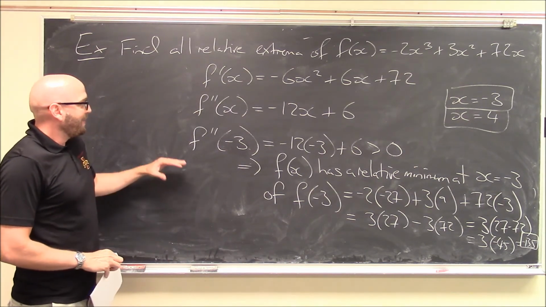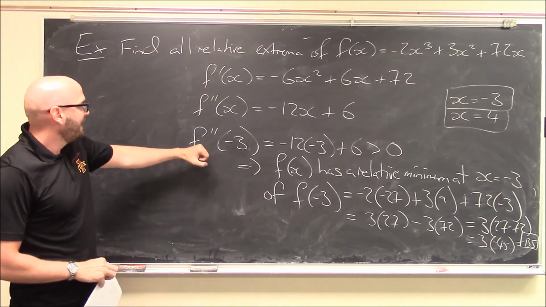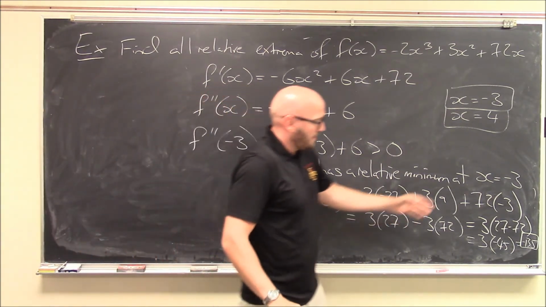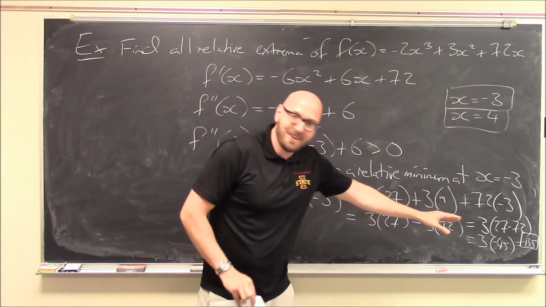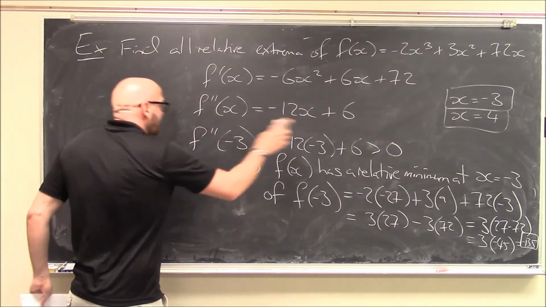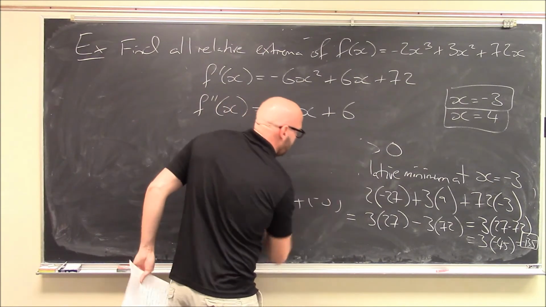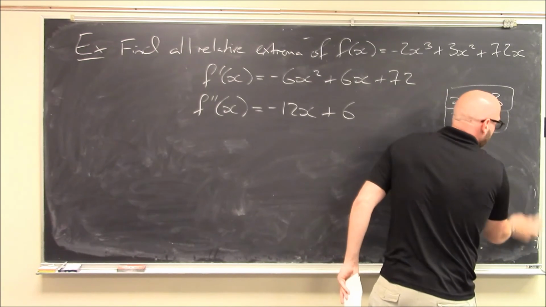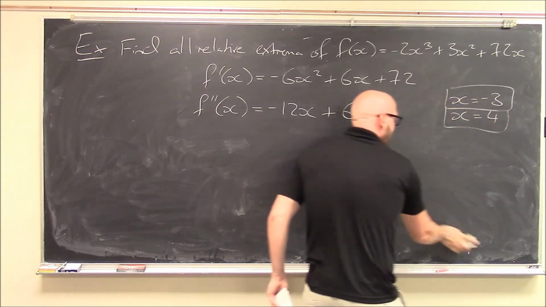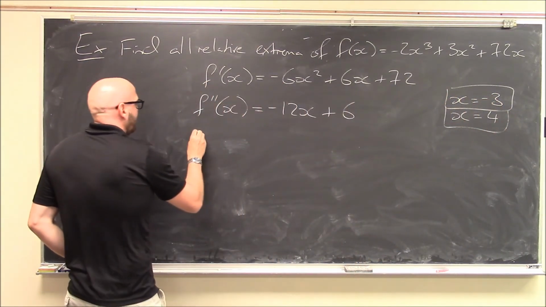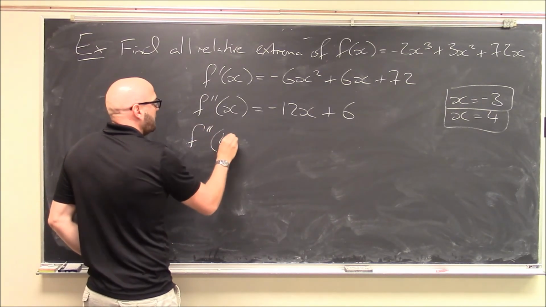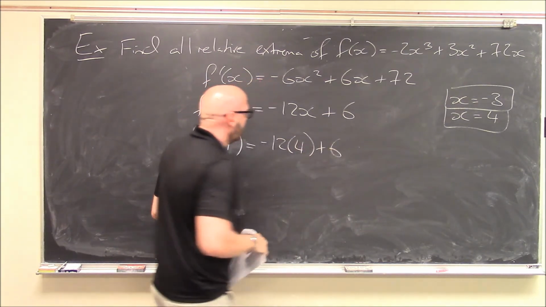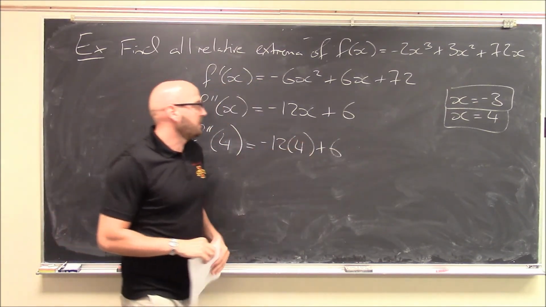Okay, so we had a relative minimum at minus 3, and the value of that relative minimum, assuming my arithmetic was correct, is minus 135. We'll check the other point. Right, this is a really beautiful test because all you have to do is plug your critical numbers into the second derivative and ask, is it positive or negative? So f double prime of positive 4 is minus 12 times 4 plus 6. This is a really big negative number plus 6. This is clearly negative.